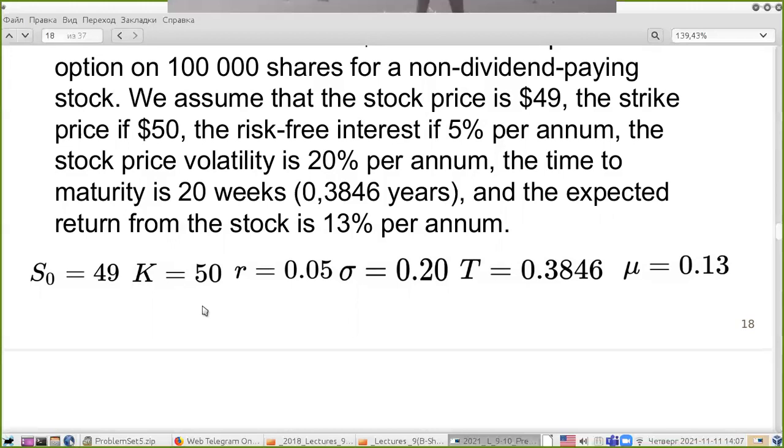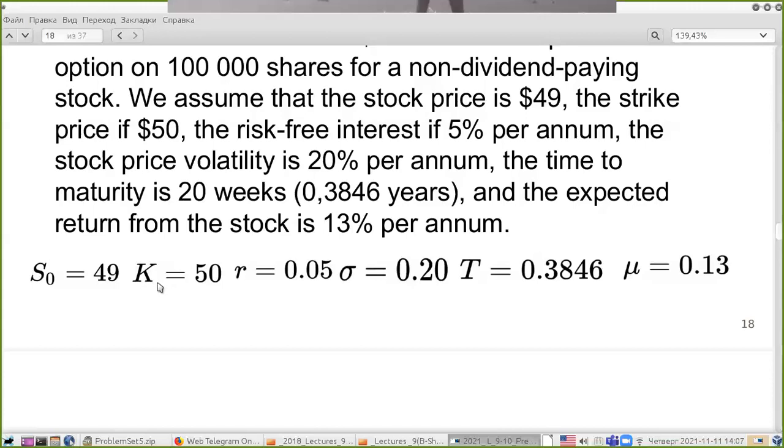We win if the market price is greater than K, that is, if K is less than S. What is S? S is the stock price, the market stock price. Yes, thank you. So, you're right.